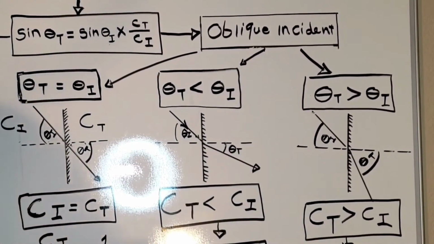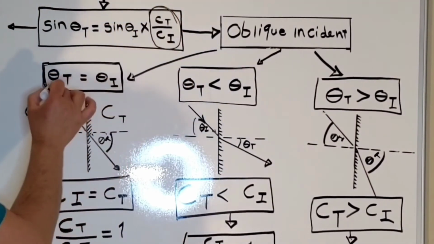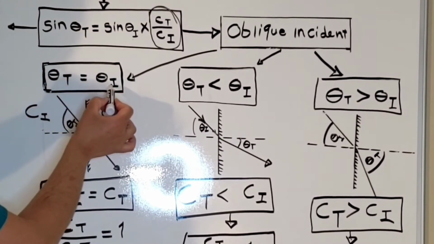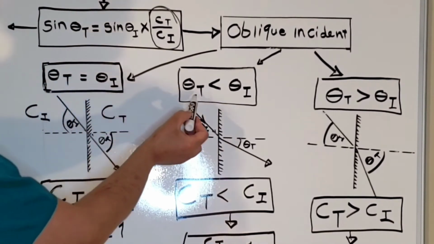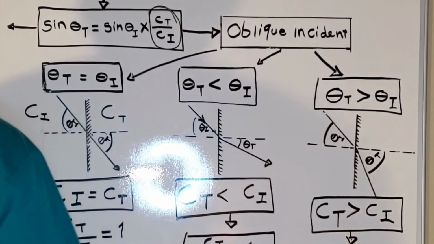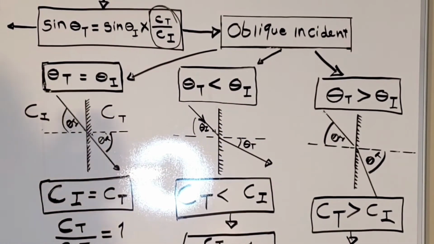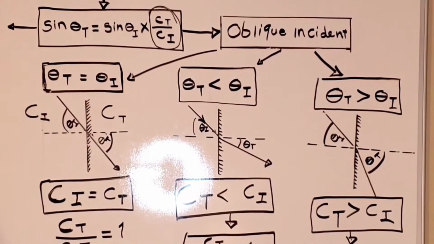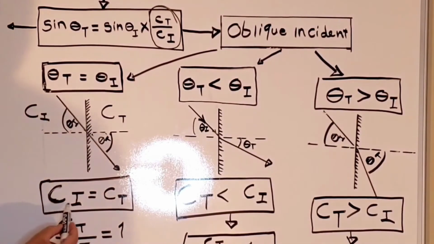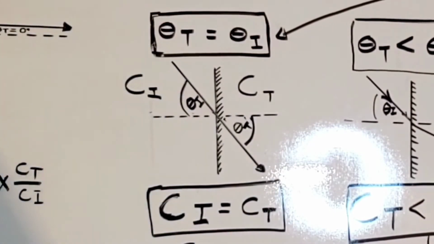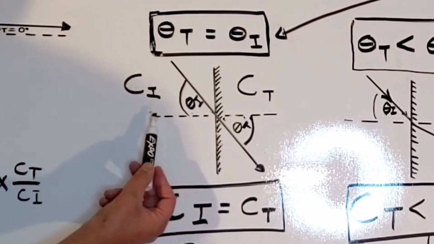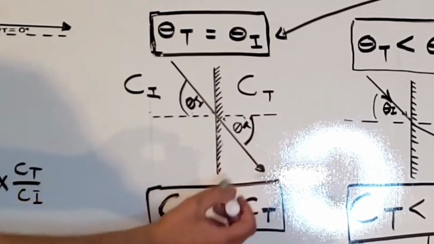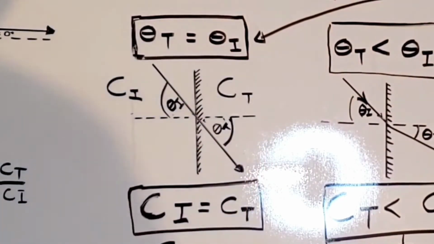But when this happens, this part of the equation is what determines the angle of transmission, whether it will be equal to the angle of incident, less than the angle of incident, or more than the angle of incident. So the first case, we have the angle of transmission equal to the angle of incident. This happens when the propagation speed of the two mediums are equal to each other. That means that the propagation speed of the incident medium equals the propagation speed of the transmitted medium.